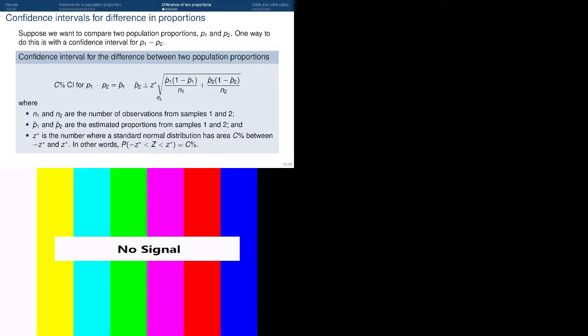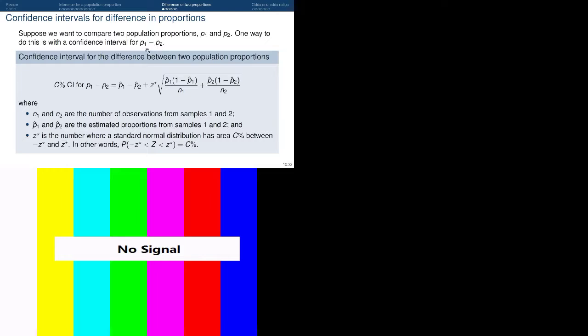So if we have two different proportions and we're interested in whether one is bigger than the other or one is equal to the other, whether P1 equals P2, then one thing we can do is look at the difference between the two of them, so P1 minus P2, and then look to see whether that equals 0 or not.